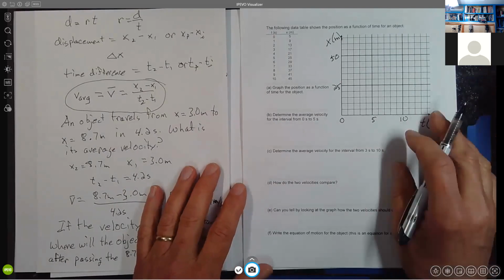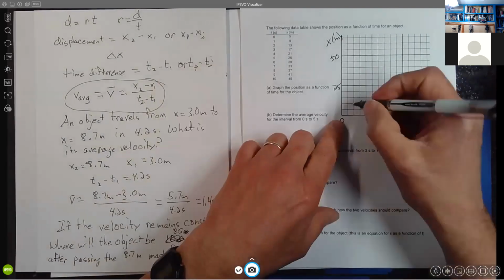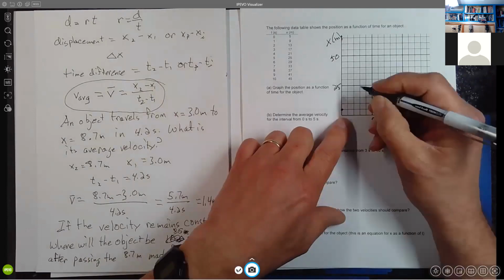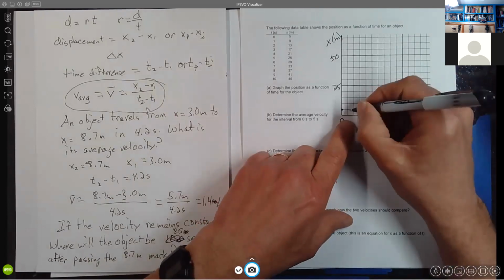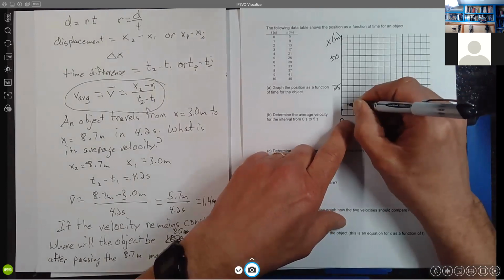But here we go, graph the position as a function of time. All right, at 0, it's at 5 meters, so that's where it starts. At 1 second, it's at 9, so this is 10, so it's a little bit short of that.